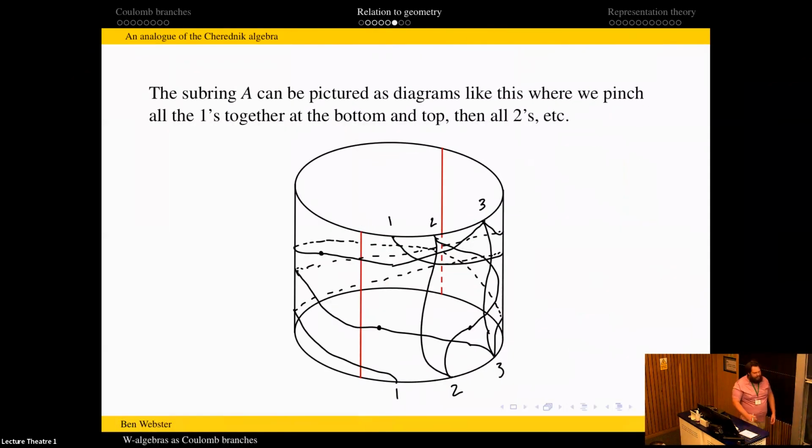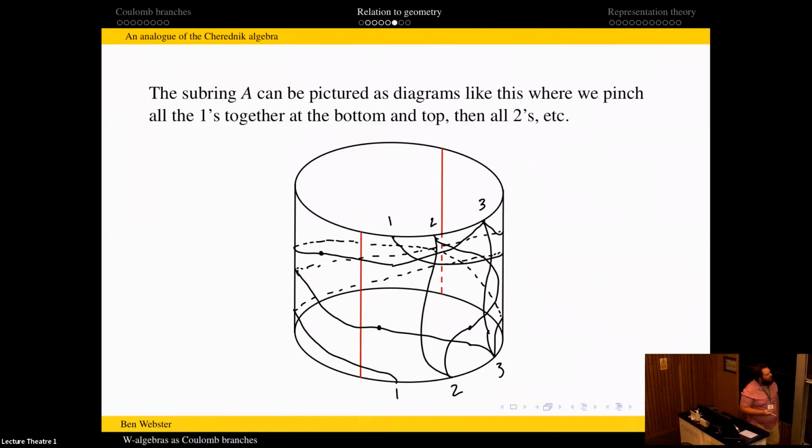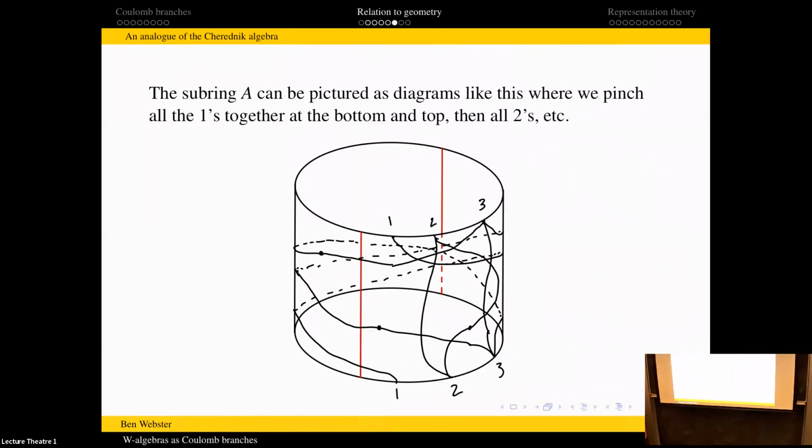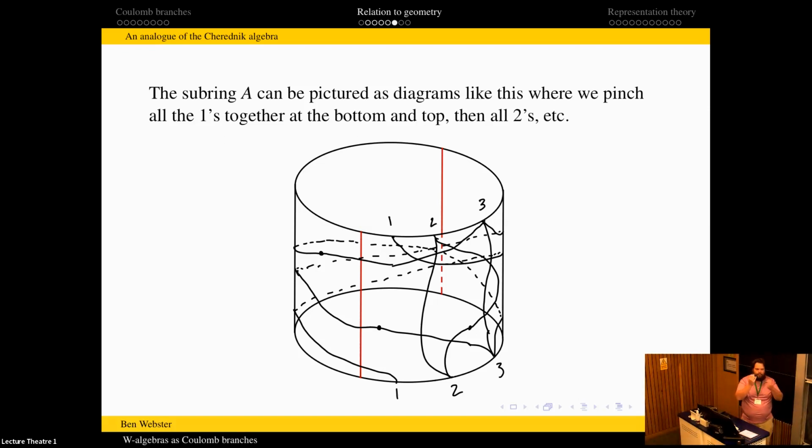All right, and as I said, inside here there's a subring which looks like A, which comes from looking at all the guys with the same label and pinching them together at the bottom, and pinching them together at the top, and putting them in a particular order. And I realize now I neglected to mention something. As we discussed, there are these two flavors of things: the deformed version and the undeformed version. And here I wrote the relations for the undeformed version.